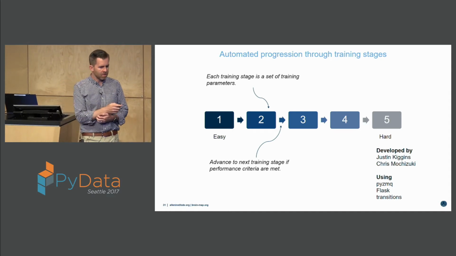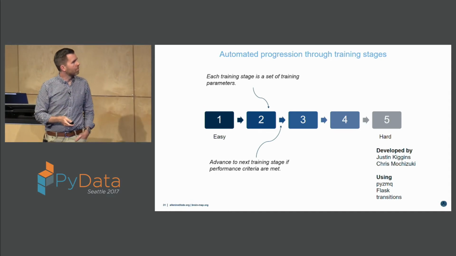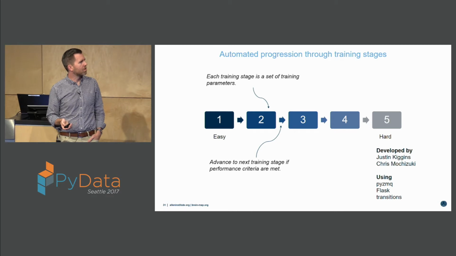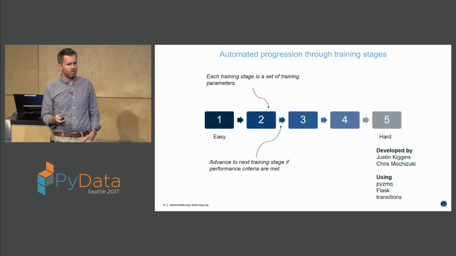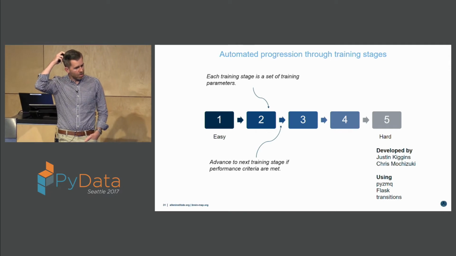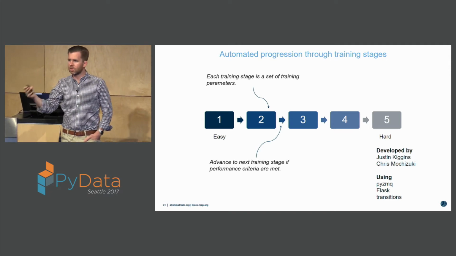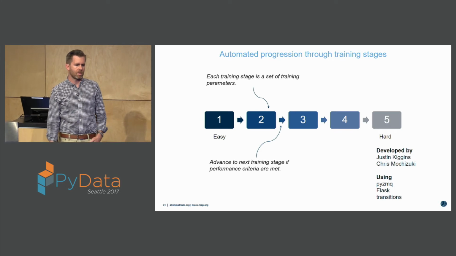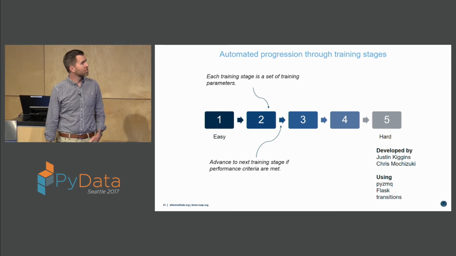This is all built using ZeroMQ in order to monitor when animals are done with the task. But all of the state machine logic is done using a Python package called transitions, which is fantastic for defining these kinds of state machines.